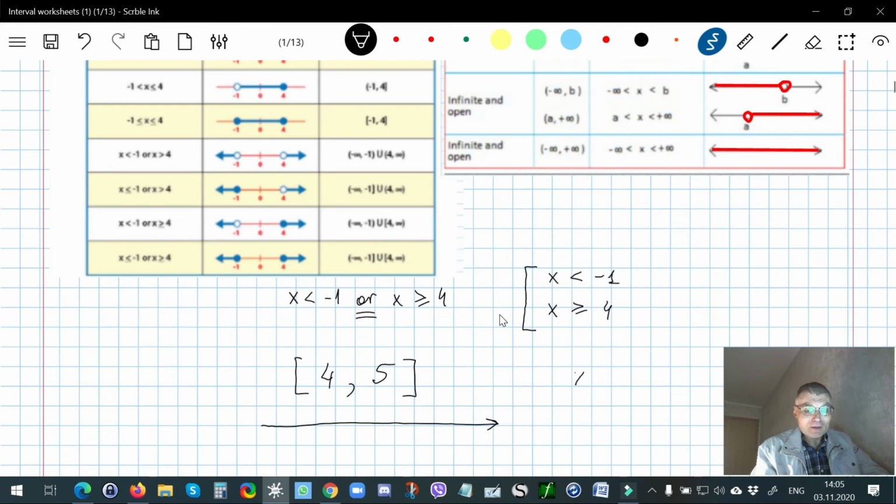Similarly, if I write x is less than 4 and greater than 5, would it make sense? X is greater than 5, for example, 6. But at the same time, it must be less than 4. 6 isn't less than 4, isn't equal to 4. So this doesn't make sense. It's worse than absent. It's a mistake.